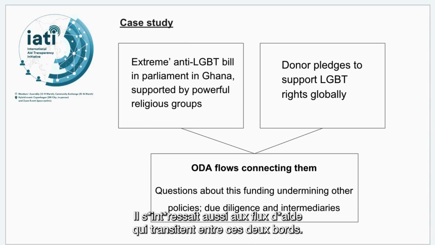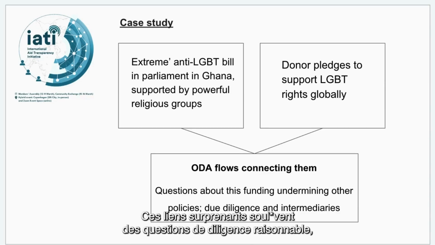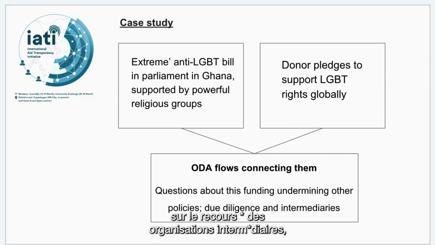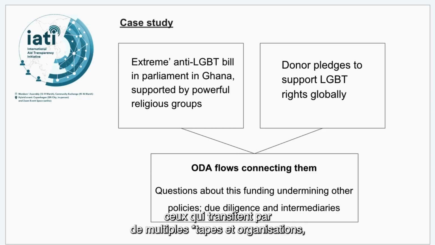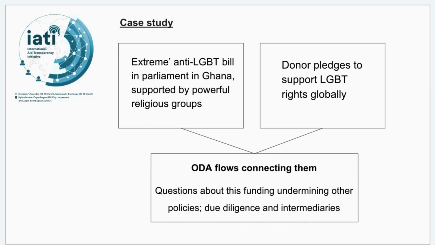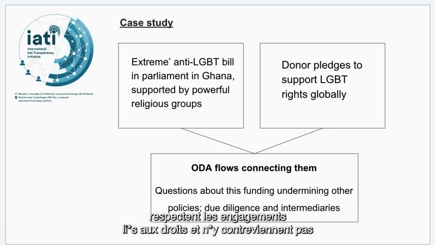It was also about the aid flows connecting these two things, which was surprising and raised questions about due diligence, the use of intermediary organizations, and how to ensure that aid funding, and particularly aid funding that can flow through multiple steps and multiple organizations, follows rights commitments and doesn't directly or indirectly or inadvertently or unintentionally undermine those commitments.